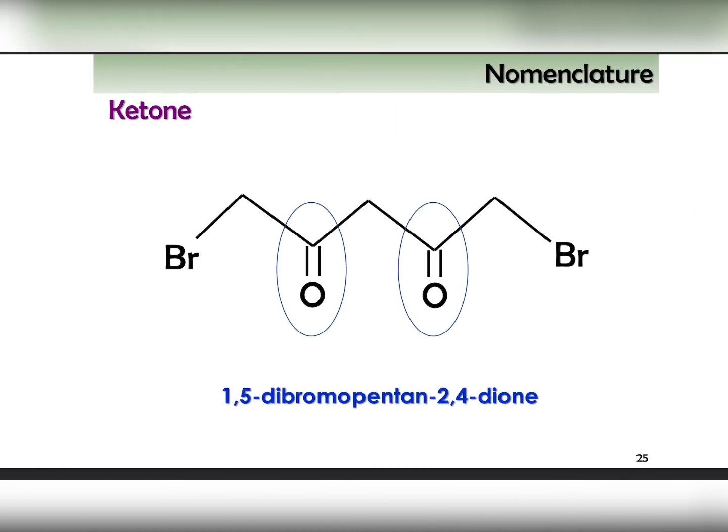Okay, last one, kita ada this example and you have 2 carbonyl C double bond O. So kita akan namekan dia sebagai dione and numbering dia akan start dari kiri pun boleh, kanan pun boleh in this compound sebab dia symmetry. So bromo akan jadi substituent at position 1,5 and the name akan jadi 1,5-dibromopentane 2,4-dione.